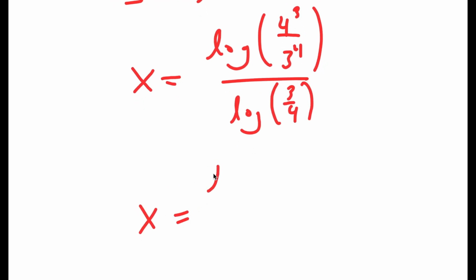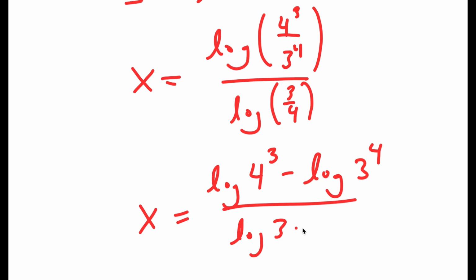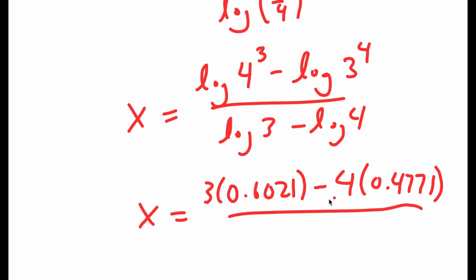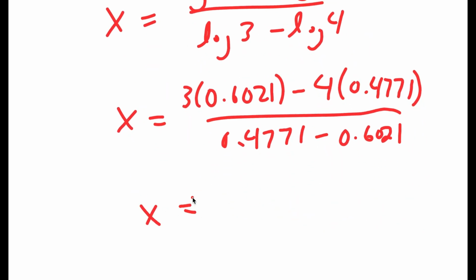Now this is the same thing as log 4 to the power of 3 minus log 3 to the power of 4 over log 3 minus log 4. And this is equal to 3 times 0.6021 minus 4 times 0.4771 all over 0.4771 minus 0.6021. And this is equal to 0.8168.